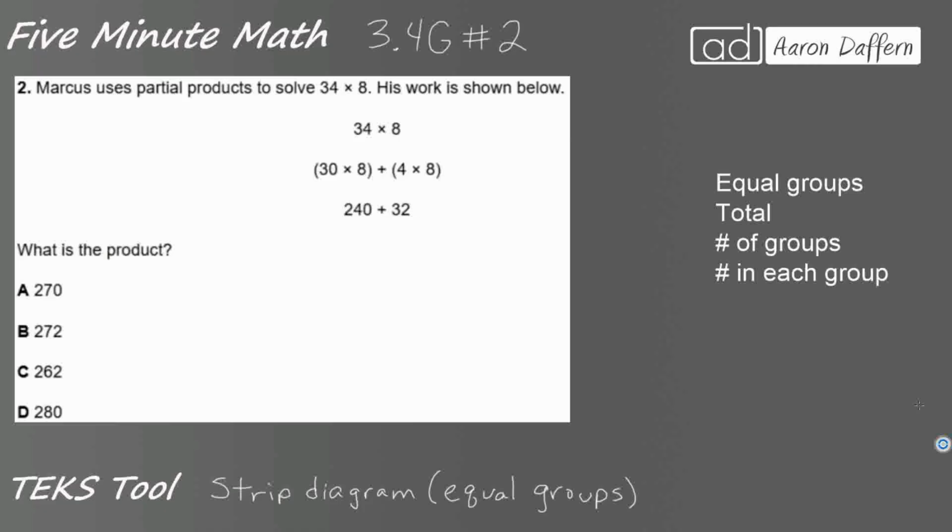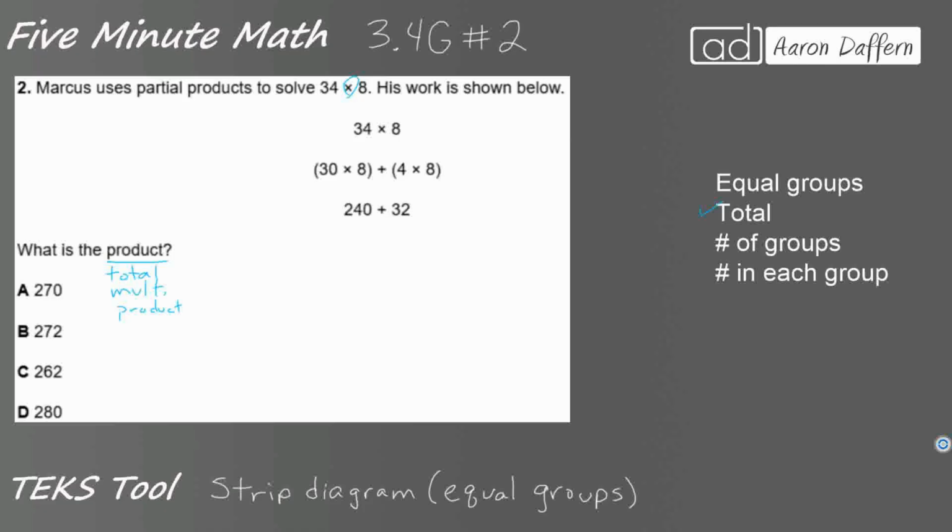So Marcus is using partial products to solve 34 times 8. We do have some work here, and we need to find the product. Well, this word product should give us a clue. In case we missed it, we are dealing with multiplication, because this is our total. That's what we call the total in a multiplication problem. It's a product, just like we have the word sum, meaning the total in an addition problem. So we have our total.